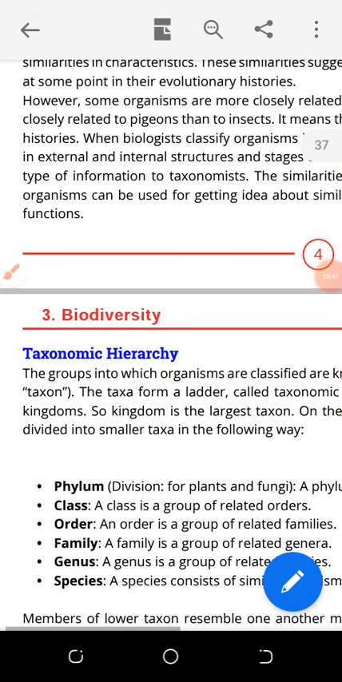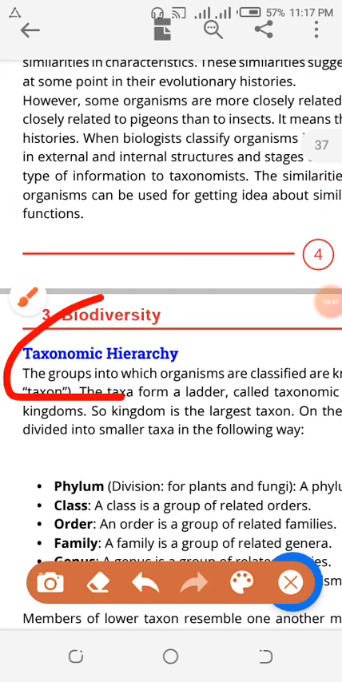Are you here now? Because I want your attention. Taxonomic hierarchy. If you recall my previous lecture, I told you that species is the unit of the classification. I told you that we give importance to species. The reason is that species are the smallest unit of classification, and animals and plants are named on the basis of the species.